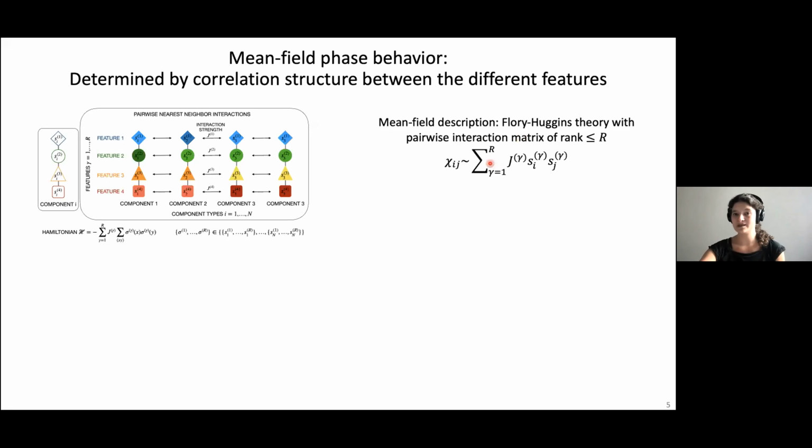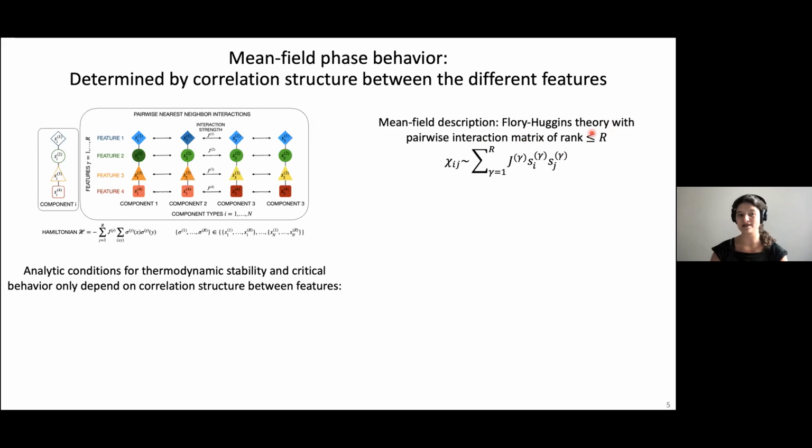And it is non-random in the sense that the rank of this matrix is always less than or equal to the number of features. And so basically by changing the number of features, you can somehow change the structure of the interactions. And what we do is then we derive analytic conditions that tell us if the phases are stable against local perturbations, or also conditions for critical behavior.